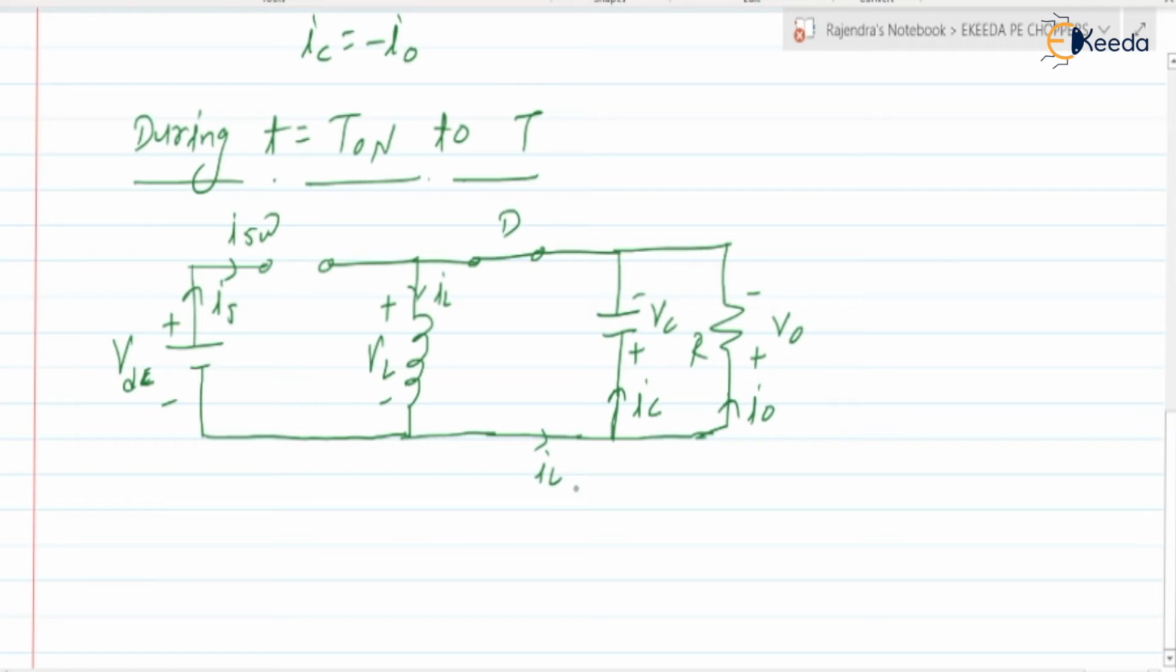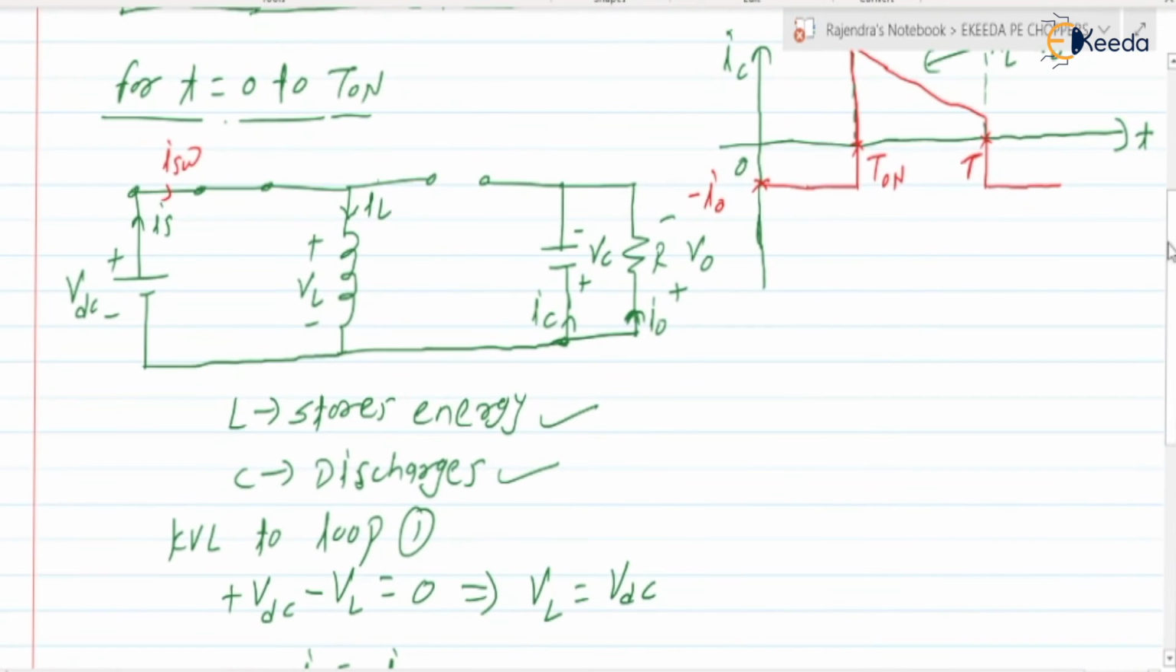So if you check during T on to T, the switch is open, so ISW and IS both will be 0. We can write ISW is equal to IS is equal to 0. Next, the inductor is releasing the energy, the capacitor charges, and some part of the inductor current is flowing through the load as well. The diode is in the conduction mode. The current flowing through the diode is ID.